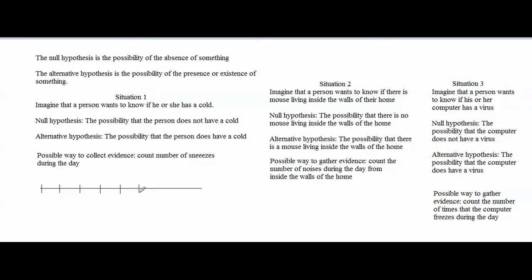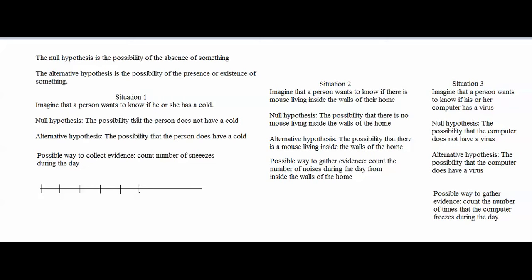So before I do this, I wanted to say that the overall logic of hypothesis testing is that if an outcome happens that would be unlikely to happen if the null hypothesis was true, then the null hypothesis is rejected. So if I sneeze 10 times during the day, then I reject the null hypothesis. And the reason why is because even though it would be possible for me to sneeze 10 times during the day when the null is true, it's not likely to happen.